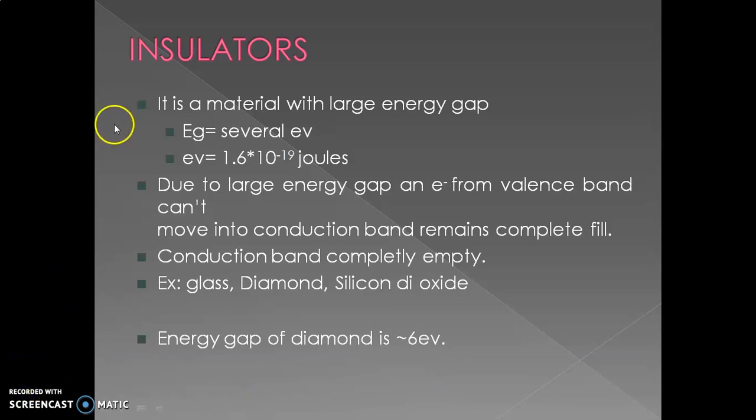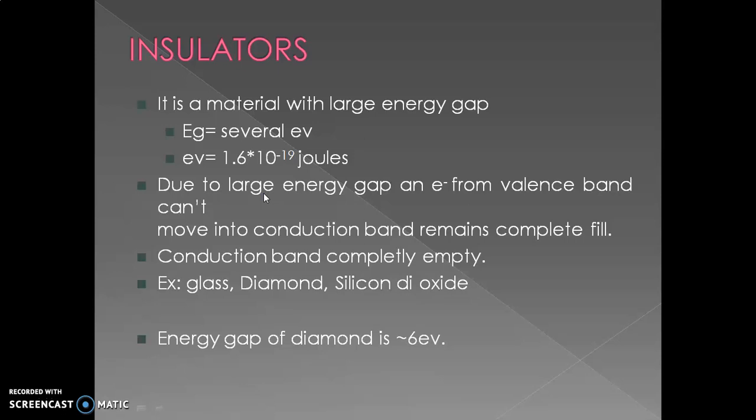Here, I again explain further about the insulator. An insulator is a material like glass, diamond or silicon dioxide. It is an insulating material with a large energy gap, that means several electron volts. The electron volt is approximately 1.6 into 10 power minus 19 joules. In an insulating material, the band gap is very large. Due to the large band gap energy, an electron cannot easily move from the valence band to the conduction band.